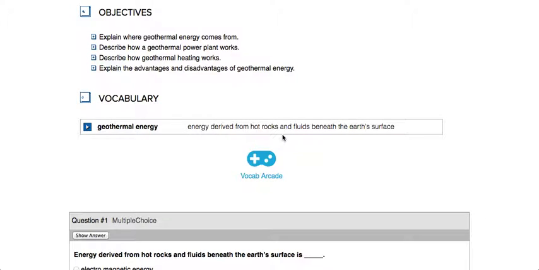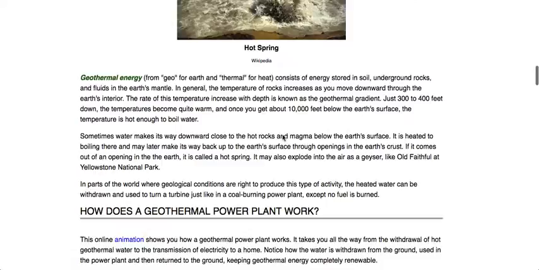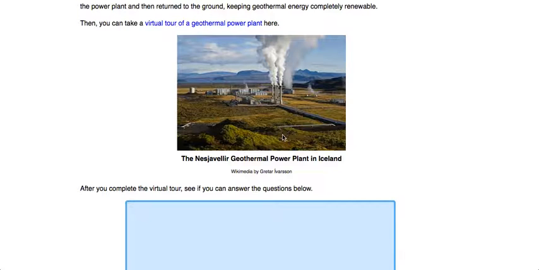So, how does a geothermal power plant work? Back in your lesson, there was a link to a virtual tour. The geothermal power plant located up in Iceland is a great example. Iceland relies very heavily on geothermal power because it's a very active area in terms of geothermal energy. I would encourage you to look at the actual video and check it out. It's a short video.